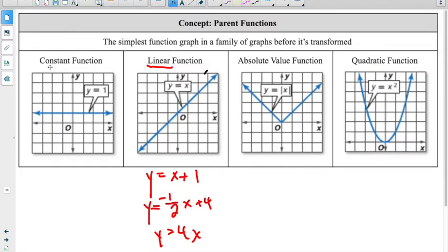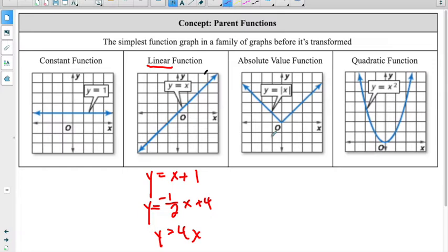A constant function, those are going to be our horizontal lines where y equals a constant number. And an absolute value function, the most basic form of the absolute value function family is y equals the absolute value of x. And then our quadratic functions, we haven't talked about these yet in this class, but we will be building up to that point. Y equals x squared, it's a parabola, and so it's a nice curve that looks kind of like a U. That is the parent function of the quadratic function family.